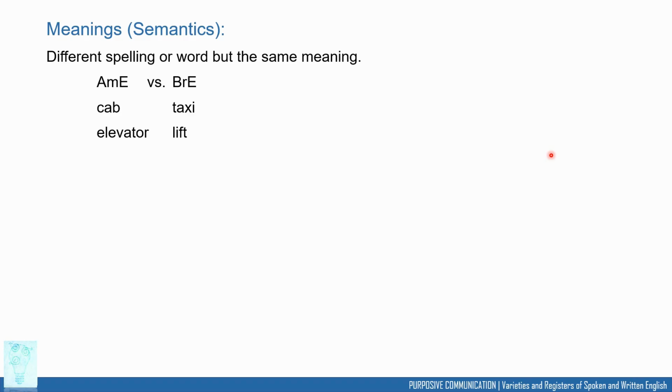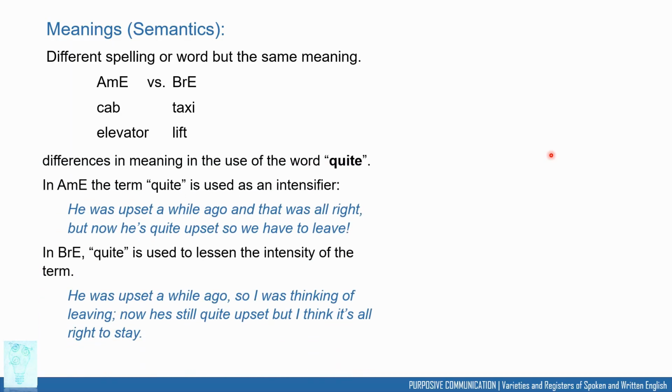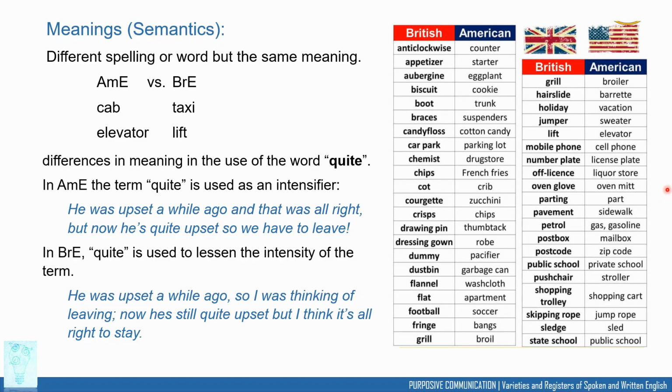In addition, differences were noted in the meaning of the word quite. In American English, the term quite is used as an intensifier. Like, he was upset a while ago. That was all right, but now he's quite upset, so we have to leave. In British English, quite is used to lessen the intensity of the term. For example, he was upset a while ago, so I was thinking of leaving. Now he's still quite upset, but I think it's all right to stay. So that's the difference. The same word, but a different meaning. So varieties of English also differ in meaning, and this is just an example.